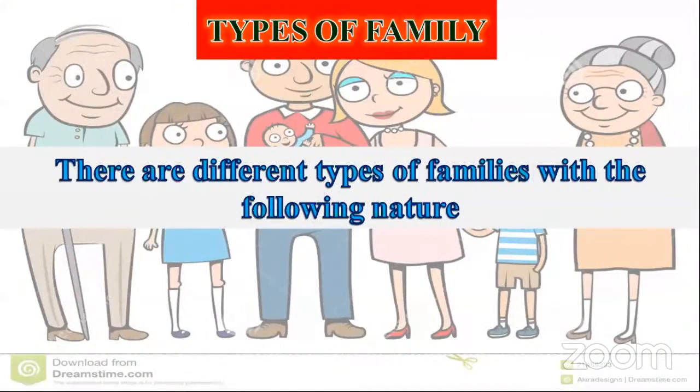Types of a family. There are different types of family. Actually, there are two according to the structure of a family, according to the number of members in that family. The first one is joint family, and the second one is nuclear family. Which family do we call nuclear?